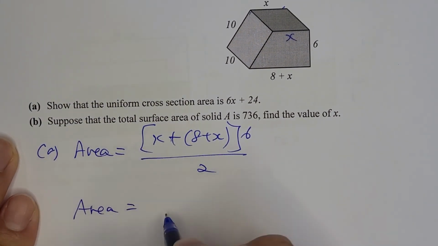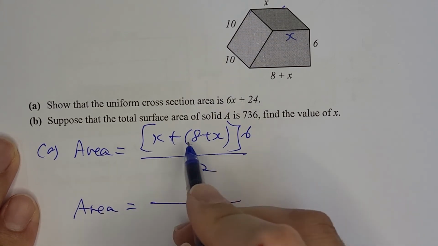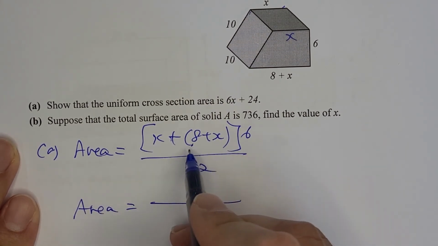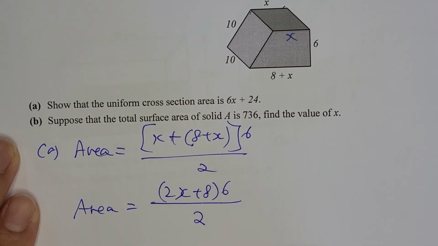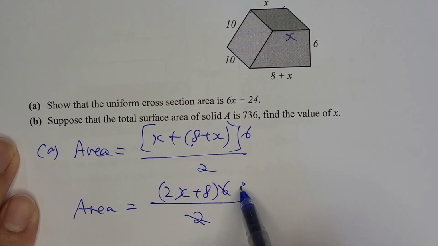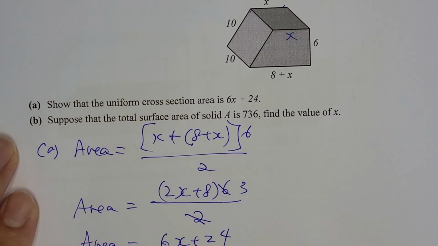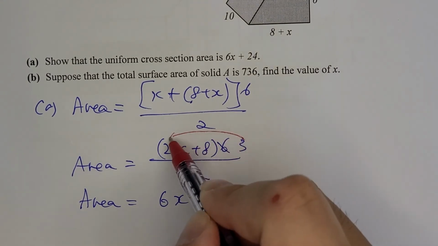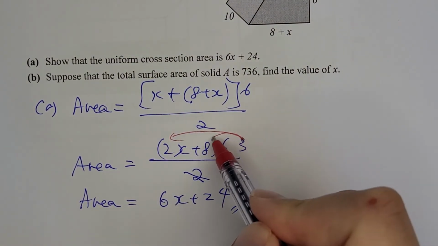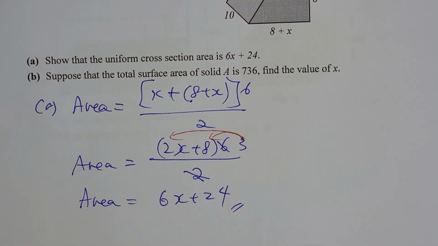This area is (2x plus x plus 6) over 2. You can cancel the common factor, becoming 3 here. So the area will become 6x plus 24. That's it, okay? Because you can see that 3 multiplied by 2 is 6, and 3 multiplied by 8 is 24. That's it.